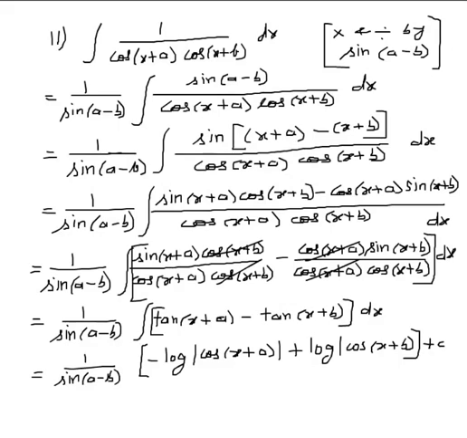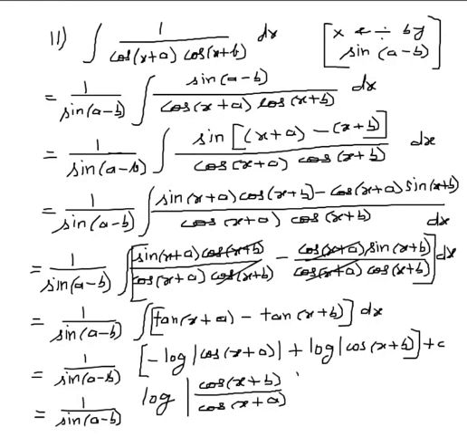Now log a minus log b can be written as log of a by b. Therefore the answer becomes 1 divided by sin of (a minus b) times log of cos of (x plus b), that has a positive sign, and the first term has a negative sign. Write that in the denominator. So cos of (x plus b) divided by cos of (x plus a) plus c. If you have used secant, then your answer will have log of secant (x plus a) divided by secant (x plus b).